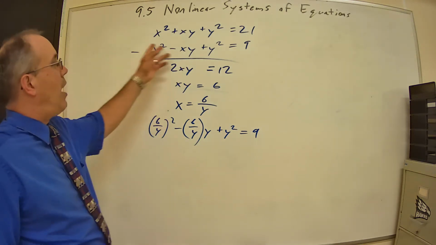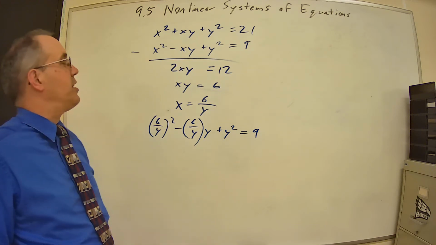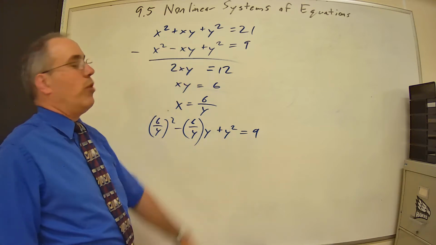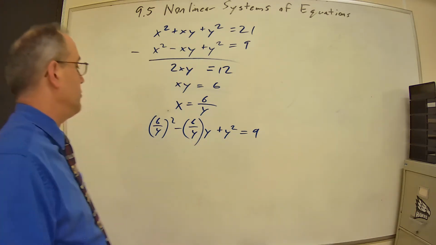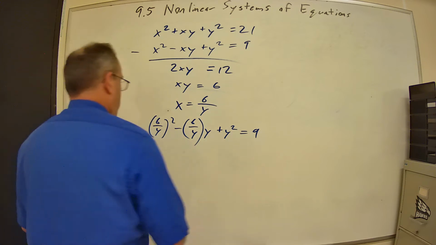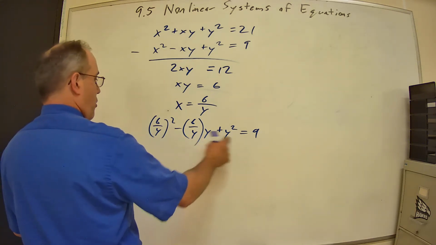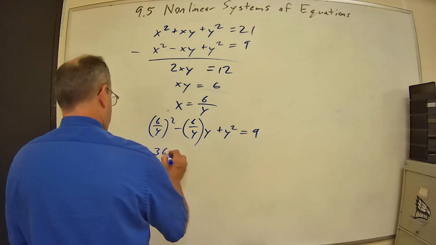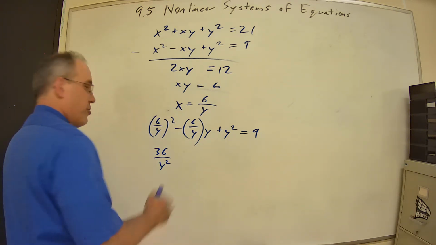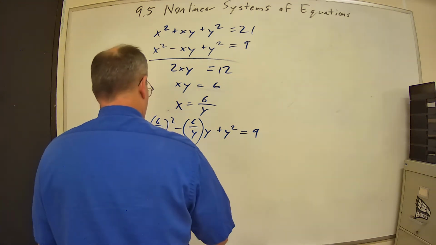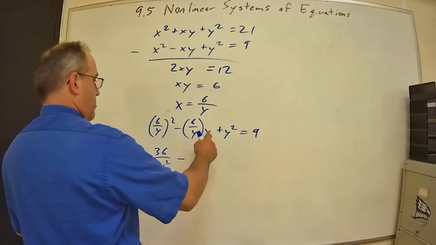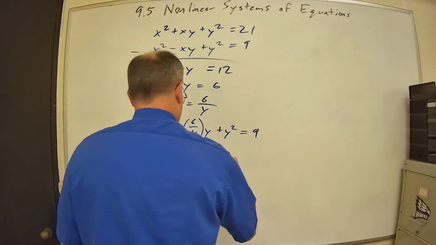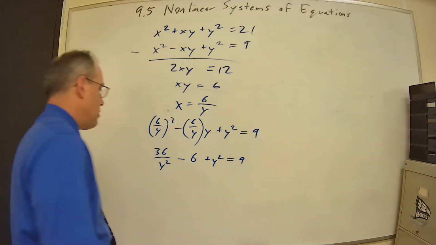Now you may ask me, why did I choose the bottom one? Well, no real reason except for 9 is smaller than 21. Otherwise, they're pretty much equivalent equations. And remember, these are y's, not 4's. Sorry, my y's and 4's tend to look somewhat similar. So that gives me 36 over y squared, using some of our power rules, minus, well, 6 over y times y, the y's cancel out, so minus 6 plus y squared is equal to 9.